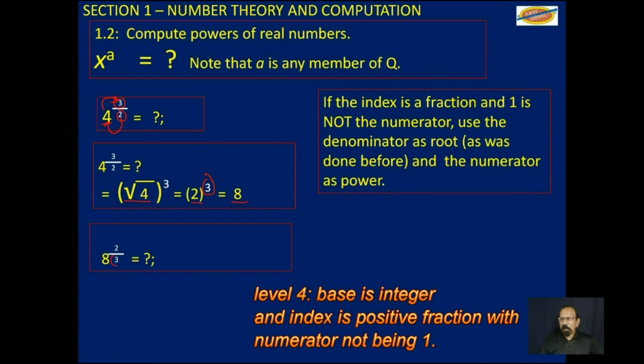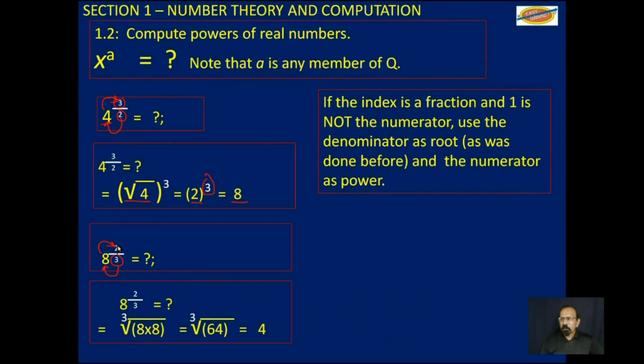8 to the 2/3 power. We will find the cube root of 8, and the answer we get, we will then carry it to the 2nd power. So, well, in this case, we actually find the 2nd power of 8 first, and then we get the cube root. So the 2nd power of 8 would give you 64. And then when we find the cube root of that, we get 4.